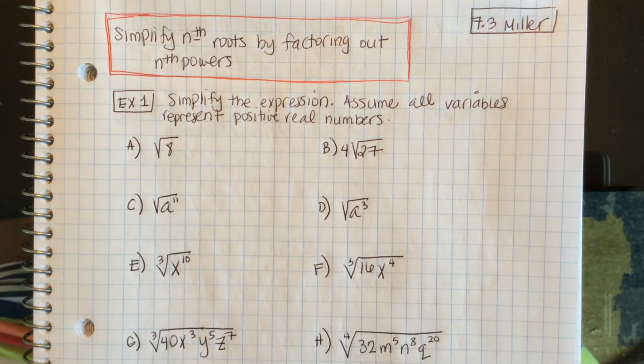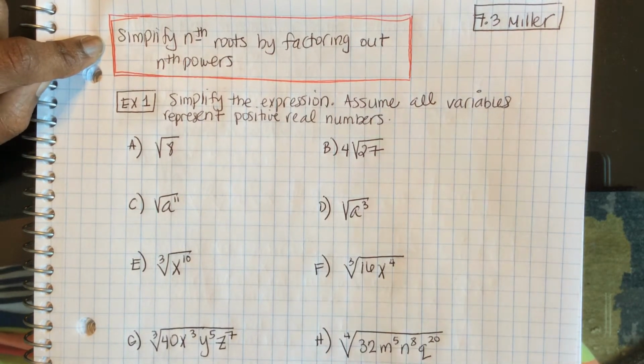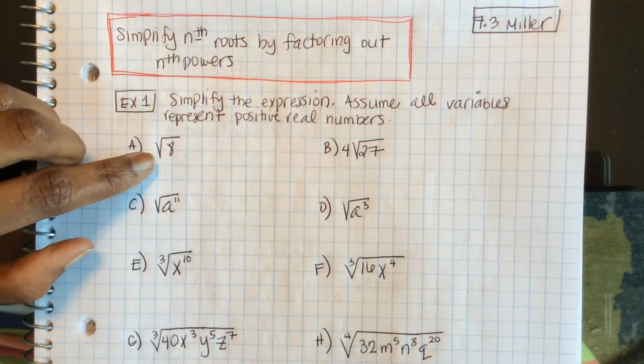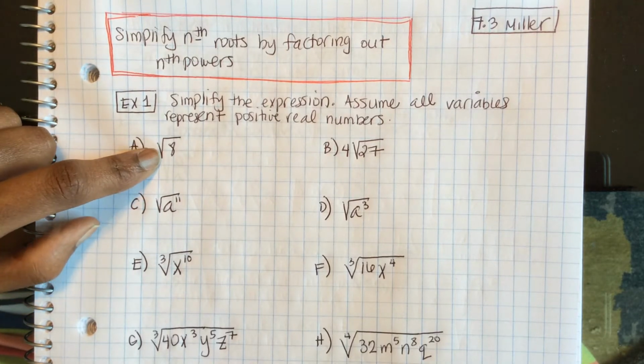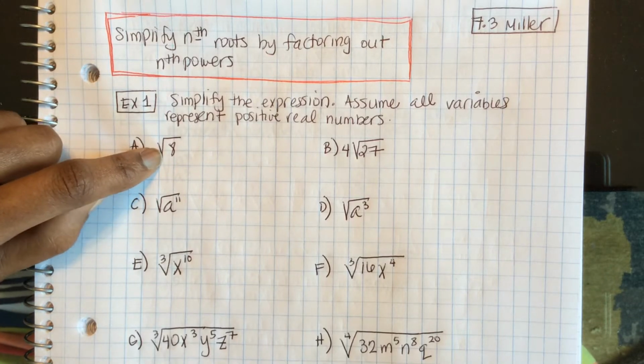Hey guys, so here in Miller 7.3 example 1, we want to simplify the expressions assuming that all variables represent positive real numbers. So the rule to simplifying nth roots is to factor out nth powers. So this in part A is a square root. So I need to factor out perfect squares.